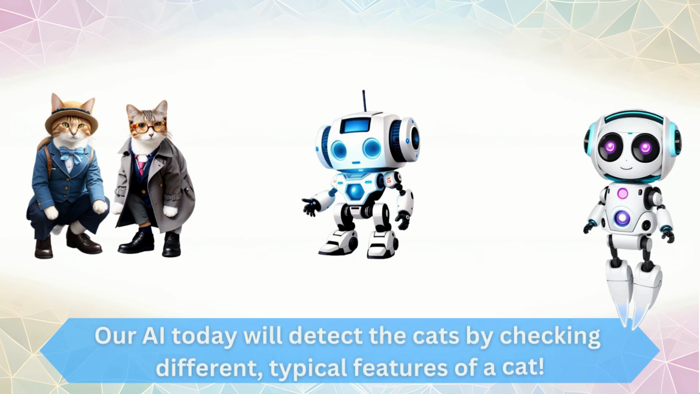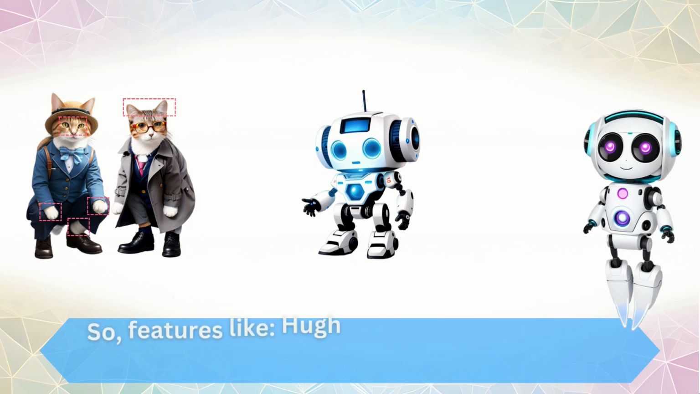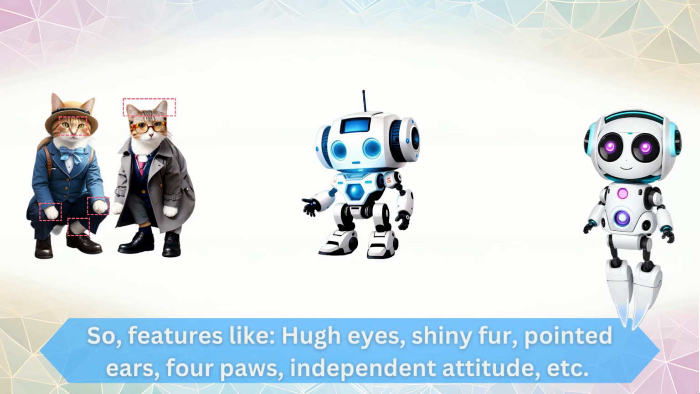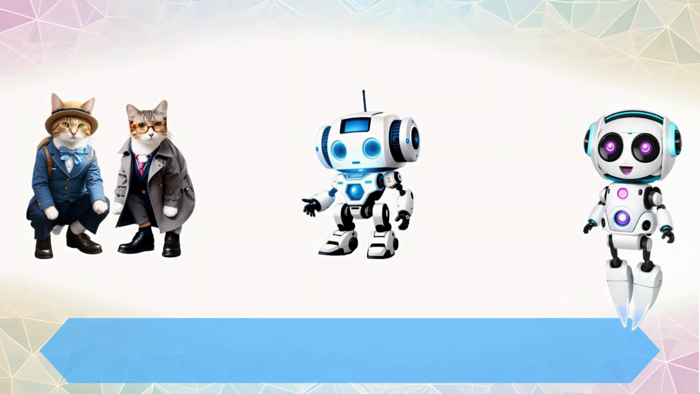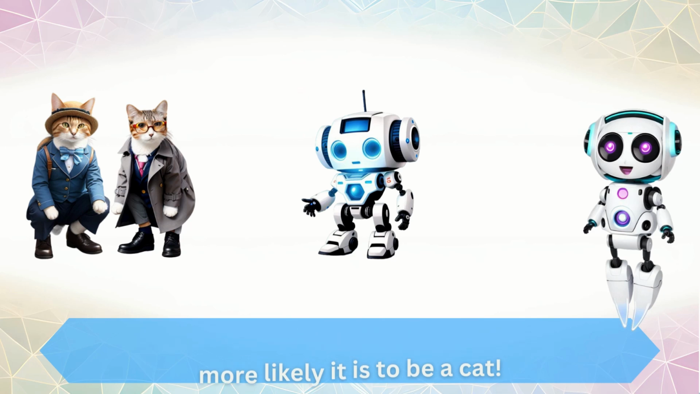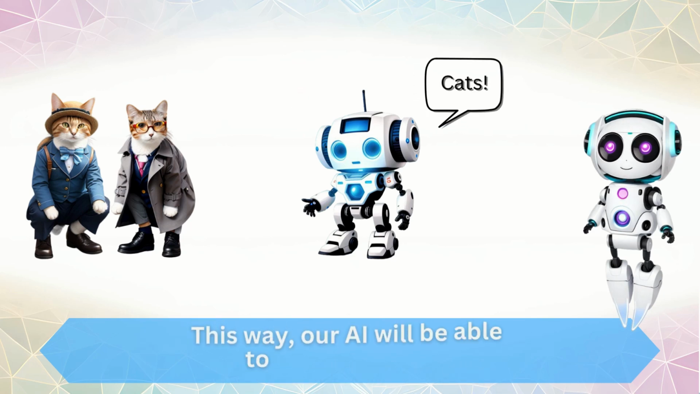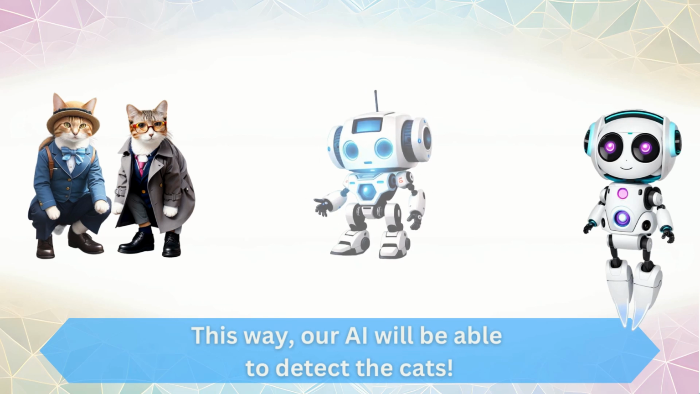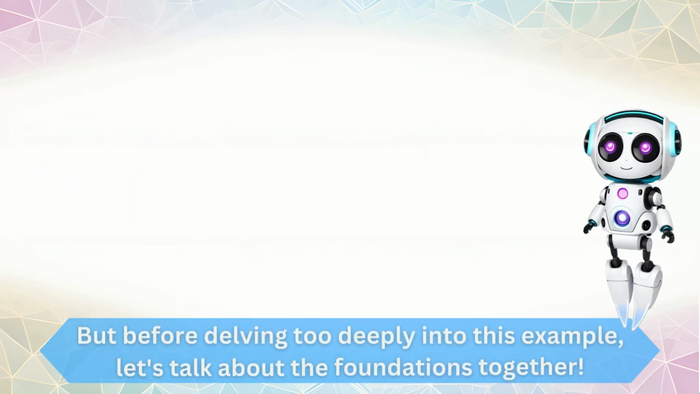Our AI today will detect the cats by checking different, typical features of a cat. So, features like huge eyes, shiny fur, pointed ears, 4 paws, independent attitude, etc. And the more features there are, the more likely it is to be a cat. This way, our AI will be able to detect the cats. But before delving too deeply into this example, let's talk about the foundations together.